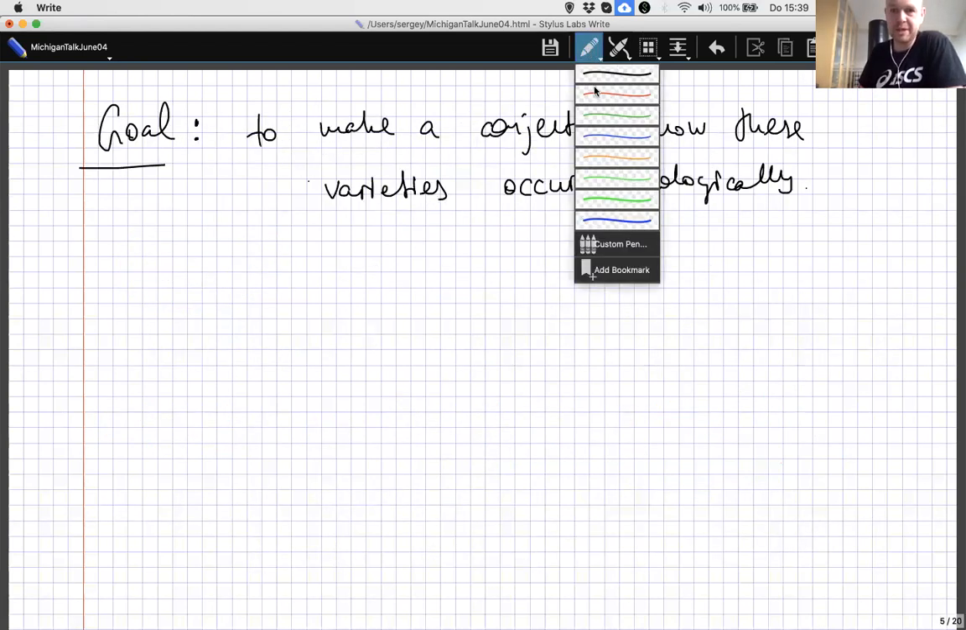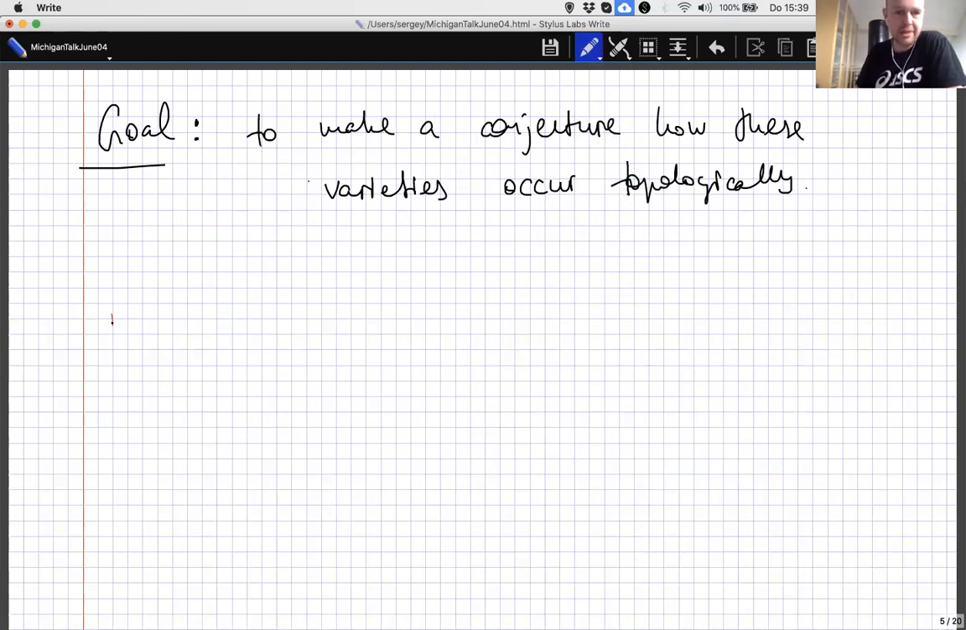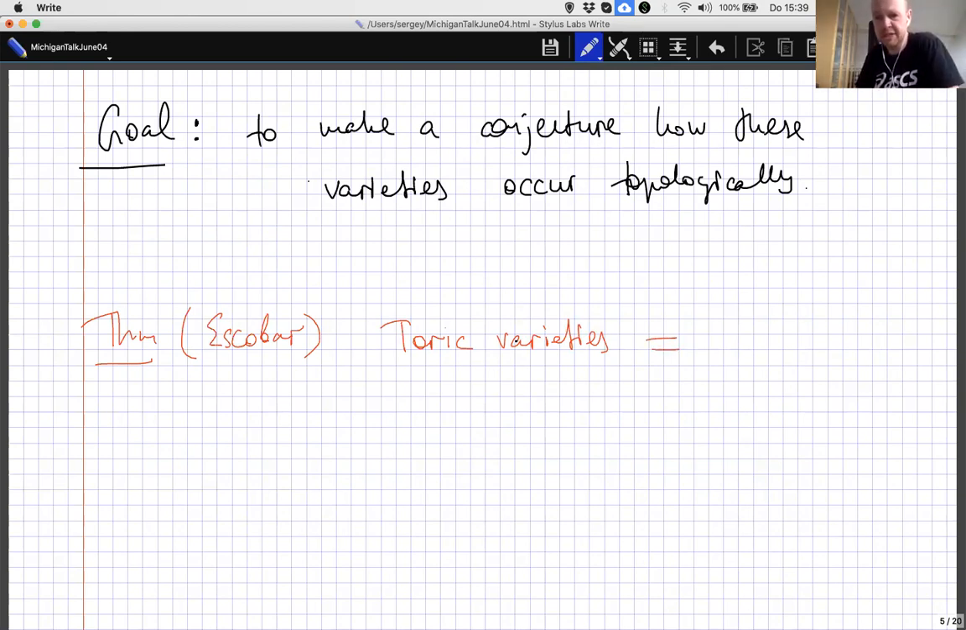So there is a theorem. Maybe I have to write here some theorem. Theorem by Laura Escobar, which says that these toric varieties are actually the same as particular Bott-Samelson varieties known as brick manifolds. But I'm not going to use it today. It's just for your information.